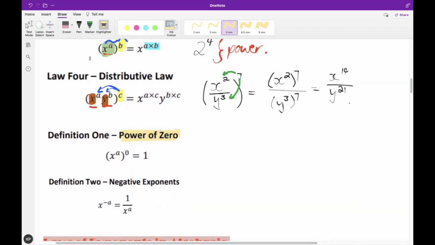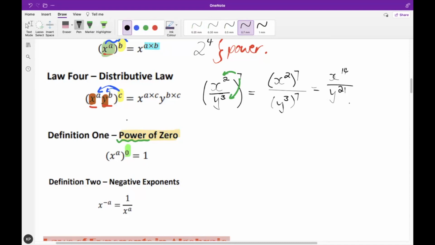It's not multiplication by 0. It is power of 0. Okay. So anything times 0 will be 0. But in this case, we are putting 0 as an exponent. Anything to the power of 0 is 1.